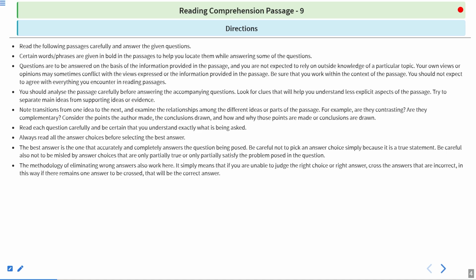The methodology of eliminating wrong answers also works here. It simply means that if you are unable to judge the right choice or right answer, cross the answers that are incorrect. In this way, if there remains one answer not crossed, that will be the correct answer. I hope you understood.